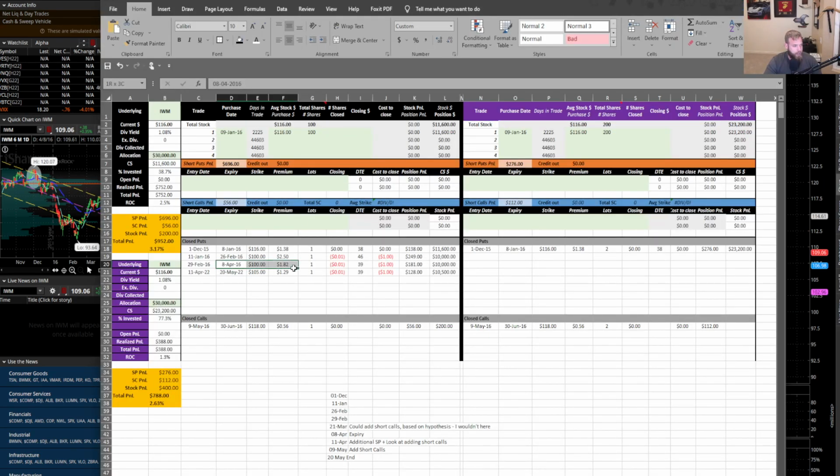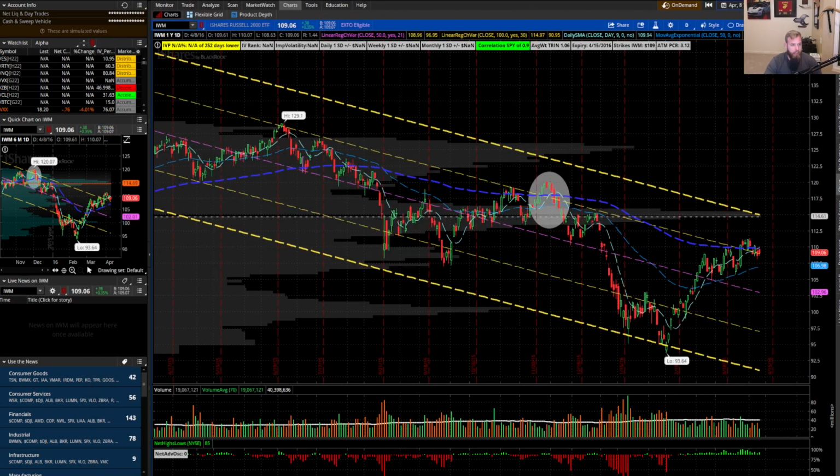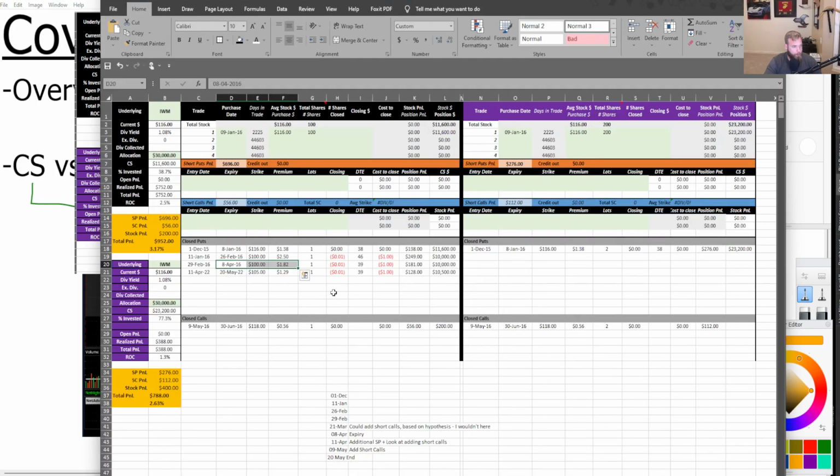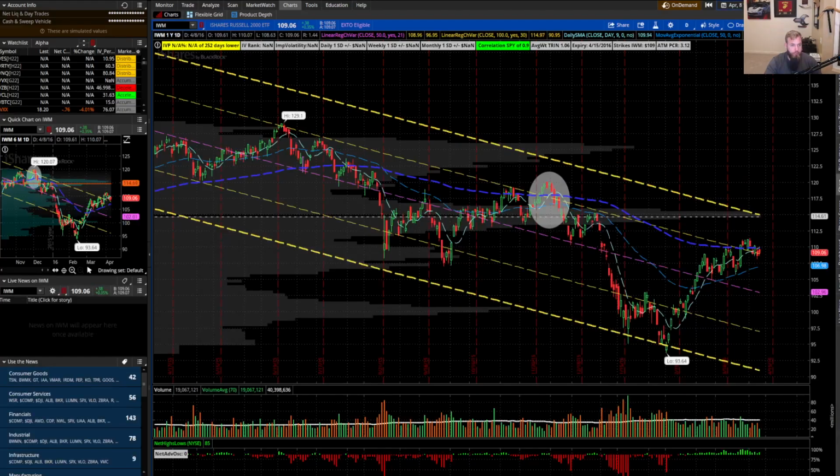So it's 8 April. We're going to collect this $182 because our short put is at $100 and the underlying is trading at 109. Again, you could conceivably just let them go to expiration and keep it all, but I closed them out.